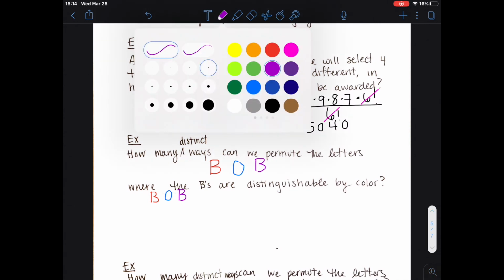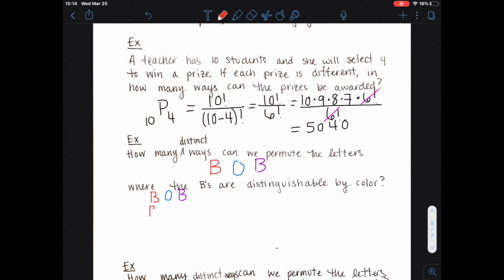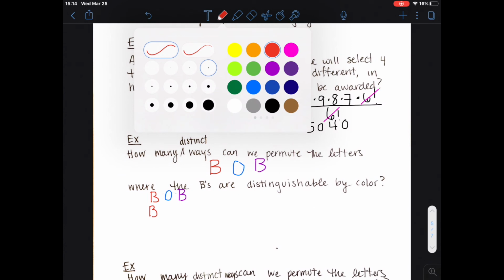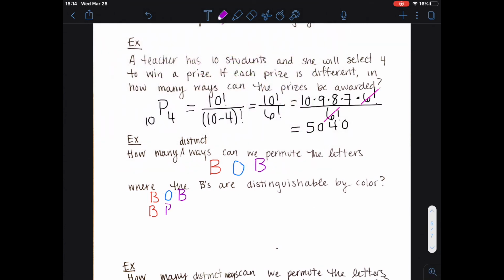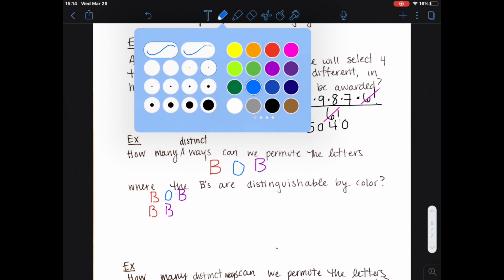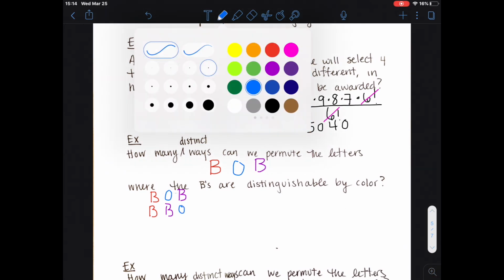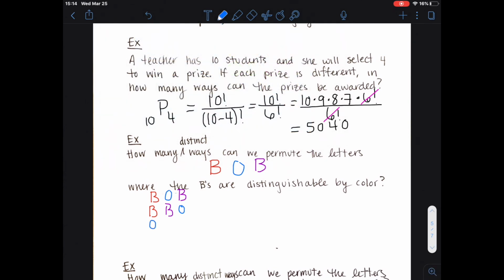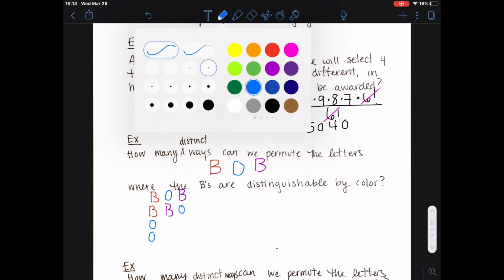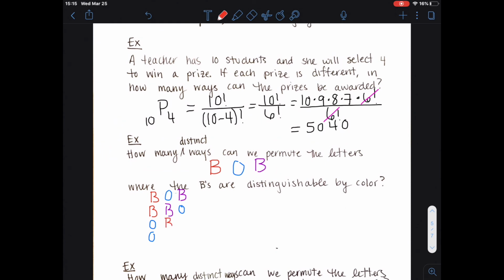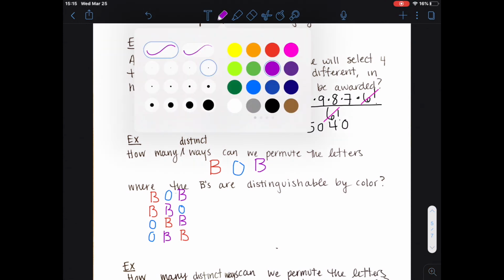Now instead I could have this red B first, and then I could switch the order of the O and the B. So I could put the purple B and then the O. My next possibility is I could start with O, and I'm going to have 2 different ways I could do this. I could put the red B first, or I could put the red B second. I could put the purple B second, or I could put it first. So those are 2 more ways I can go through it.